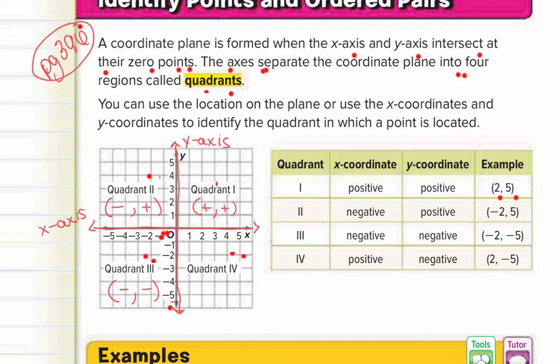Lastly, quadrant 4, all the x coordinates are positive, all the y coordinates are negative. So any point that is a positive number and then a negative number, that ordered pair will be in this quadrant.